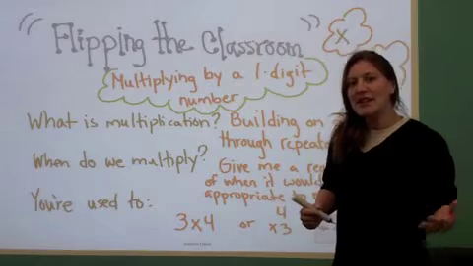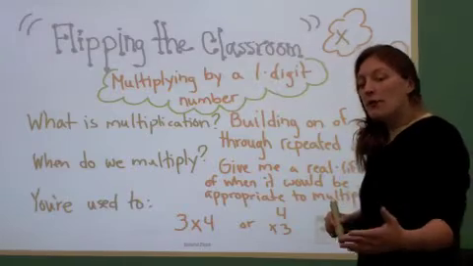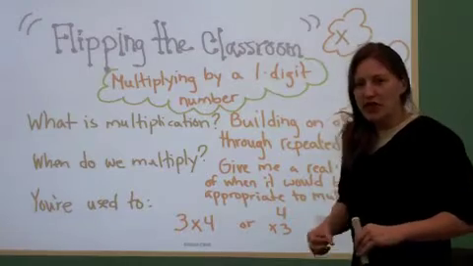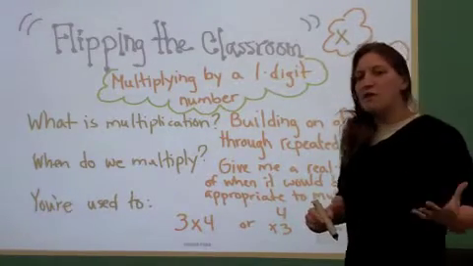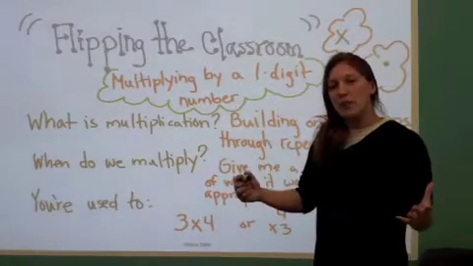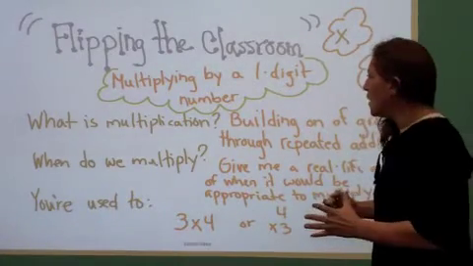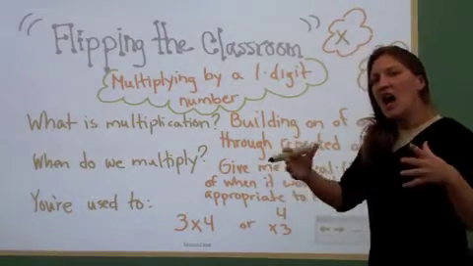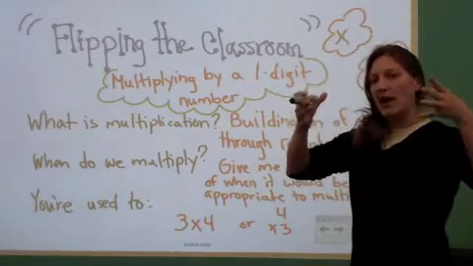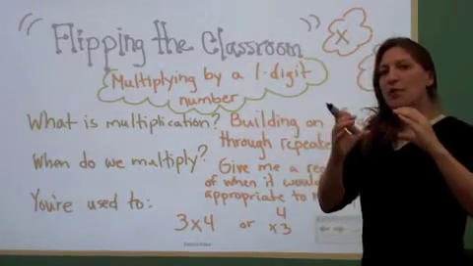So our first flipped classroom lesson is multiplying by a 1-digit number. Before we get started with multiplying by that 1-digit number, let's talk a little bit about what multiplication is. When I think of multiplication, I think of building on of groups of numbers. We do that through repeated addition. So multiplication is the building on of groups of numbers through repeated addition. Our numbers are going to be growing. Our answers to our multiplication problems should be much larger than the numbers we're multiplying.